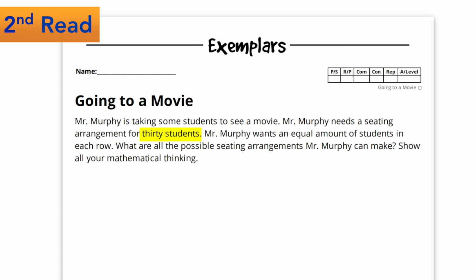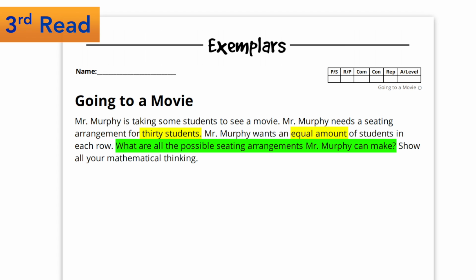What do you think you need to do with these numbers? Is there any information missing? What information do you have that will be important for solving this problem? For the third read, decide what question the task is asking you to solve. What problem do you need to provide an answer for?